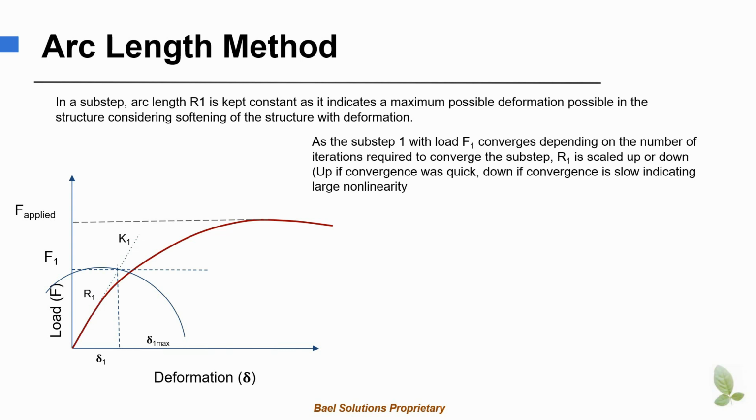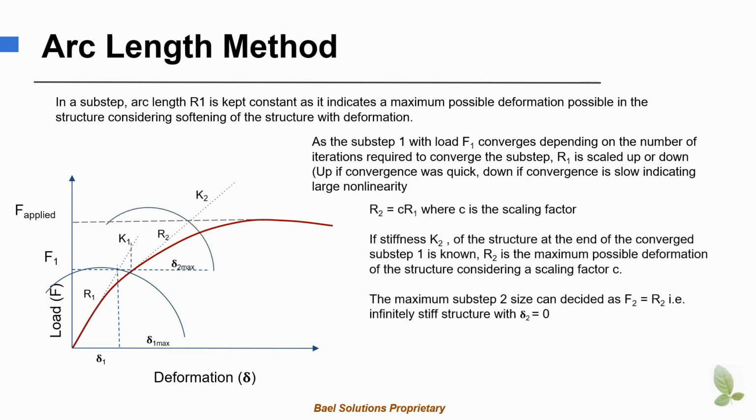As the substep 1, with load F1 converges, depending on the number of iterations required to converge the substep, R1 is scaled up or down. Up, if convergence was quick; down, if convergence is slow, indicating a large nonlinearity. The arc length in the next substep is estimated as R2 equals C multiplied by R1, where C is the scaling factor. If stiffness K2 of the structure at the end of the converged substep 1 is known, R2 is the maximum possible deformation of the structure, considering a scaling factor C.